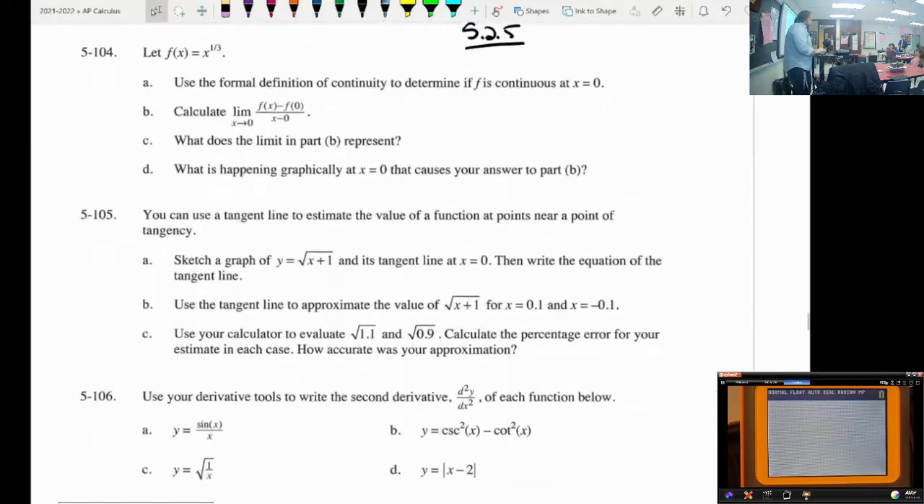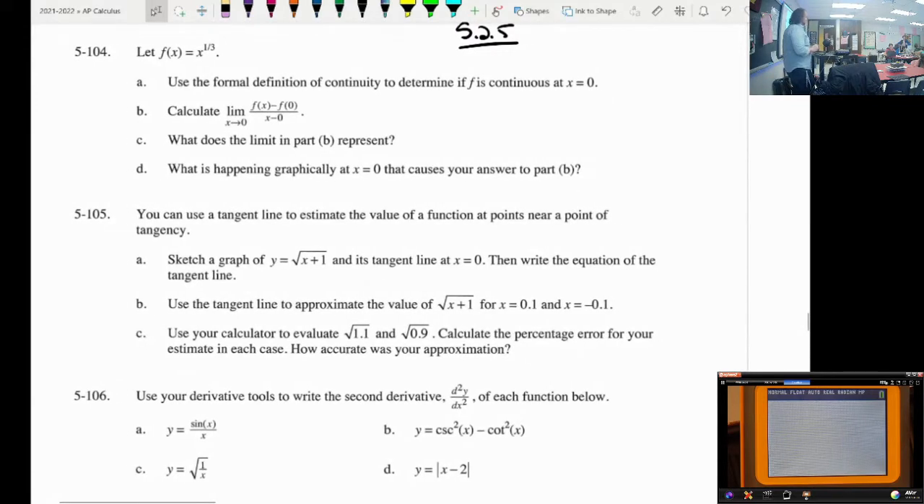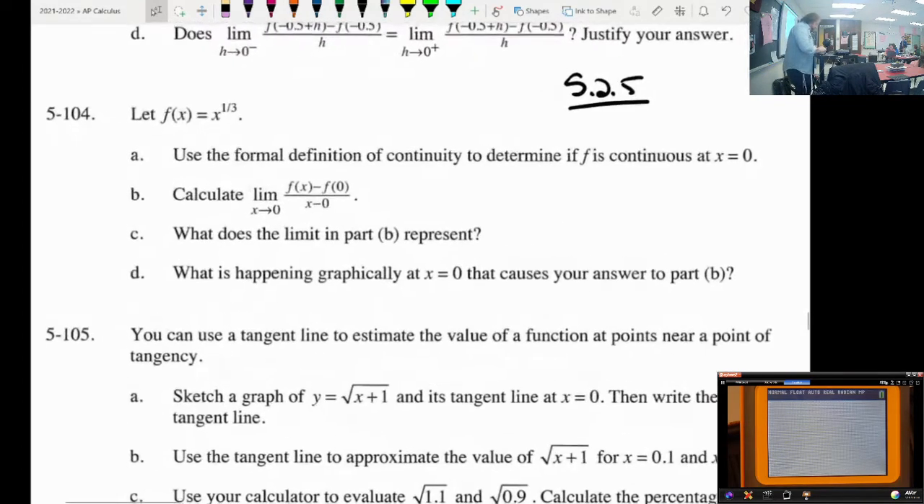Calculus is cool because it really revolves around, like a lot of math classes beyond algebra, one central idea. So let's jump into 104.